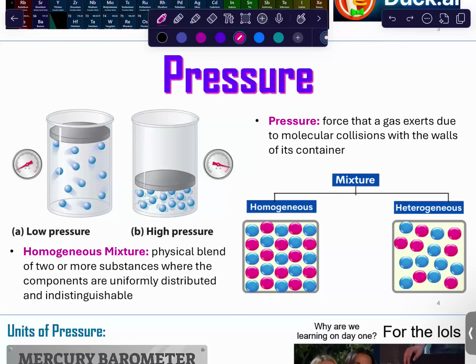So, molecules bouncing around a chamber, what causes the gas pressure? Force down. It's a force. So it's the molecules hitting the walls of the chamber and transferring energy. So the act of the molecules themselves hitting the walls of the chamber are causing the pressure.